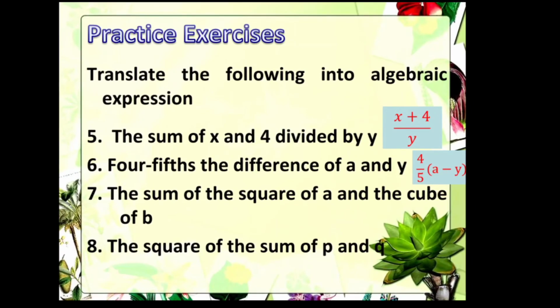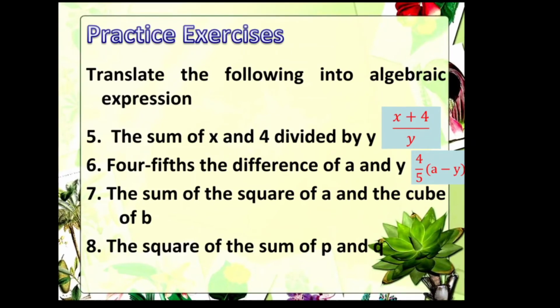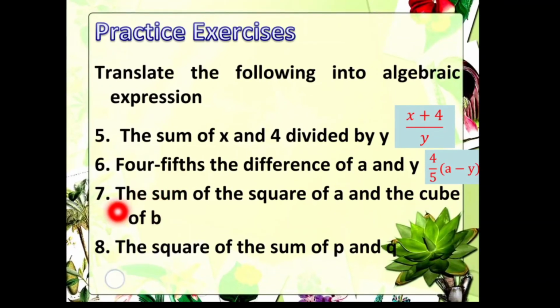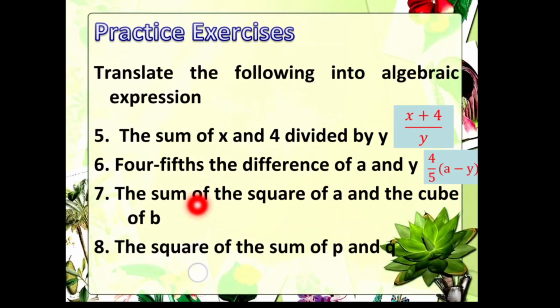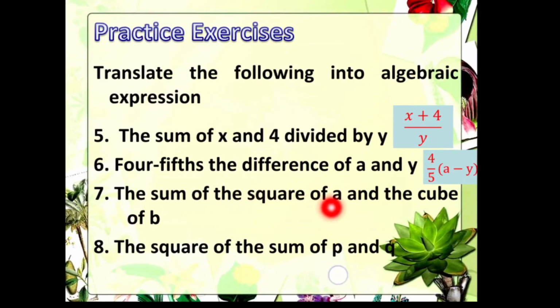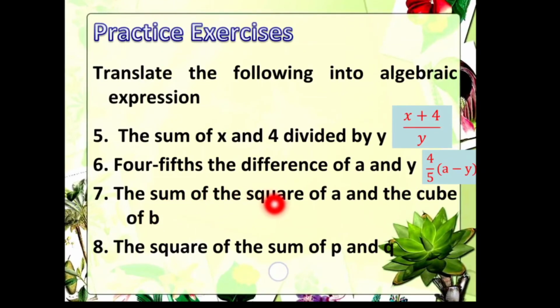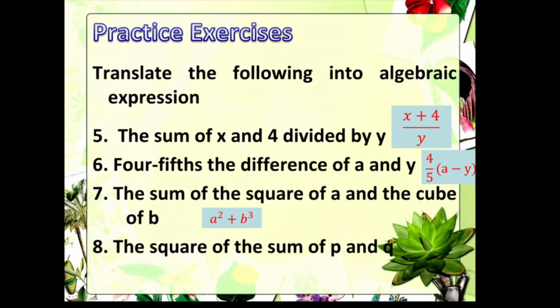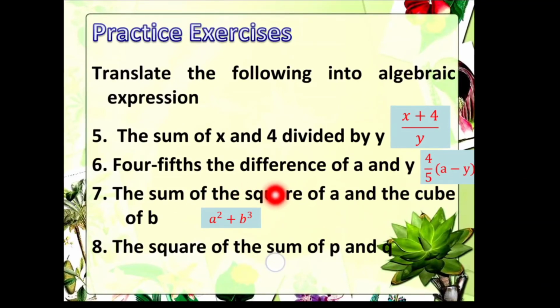Next, number 7. The sum of the square of a and cube of b. As you can see, we have here the sum of, that is addition. What are we going to add? The square of a and the cube of b. So our answer here is a squared plus b cubed.